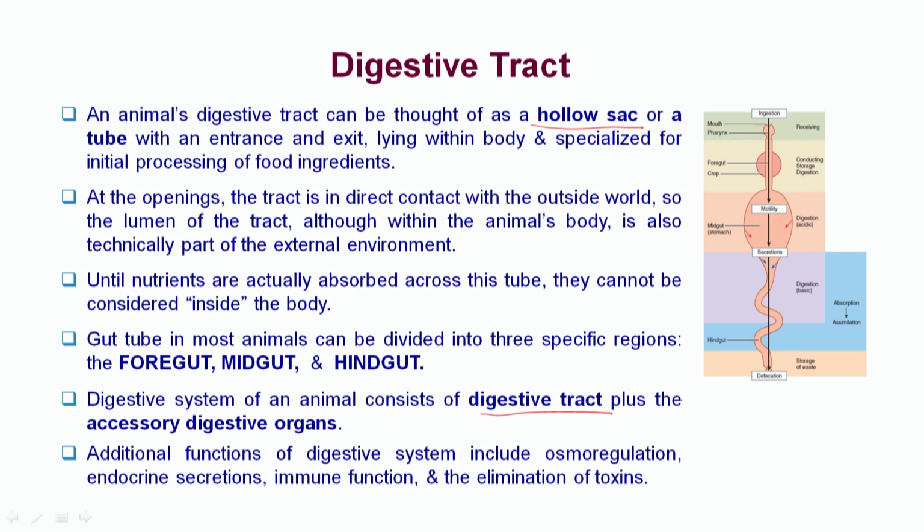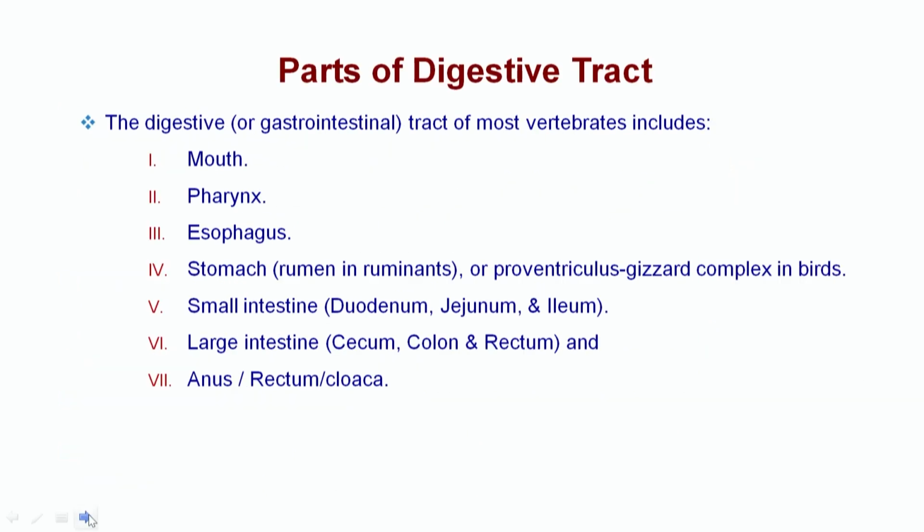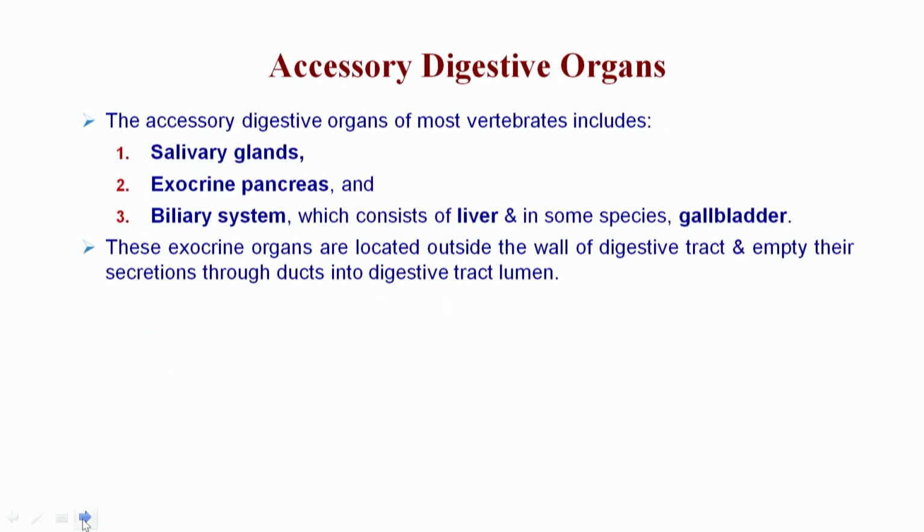The different parts of the digestive tract include the mouth, pharynx, esophagus, stomach and intestine. The small intestine consists of the duodenum, jejunum and ileum, and the large intestine of the cecum, colon and rectum, and then the anus, cloaca or rectum in different animals. Accessory digestive organs include the salivary gland, exocrine pancreas and biliary system.